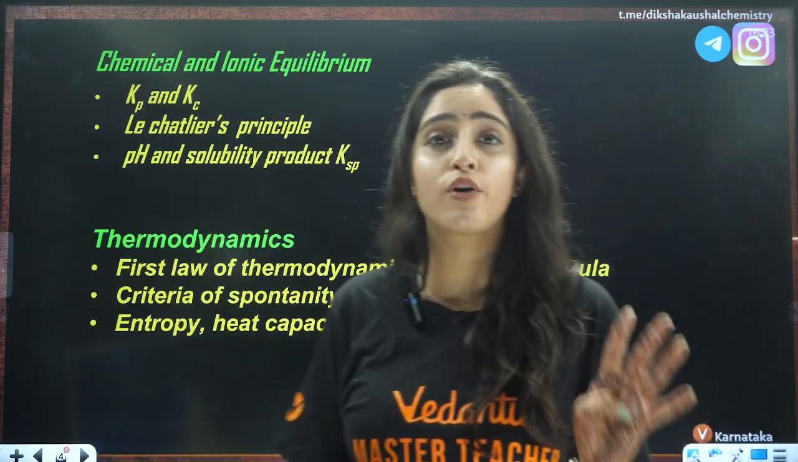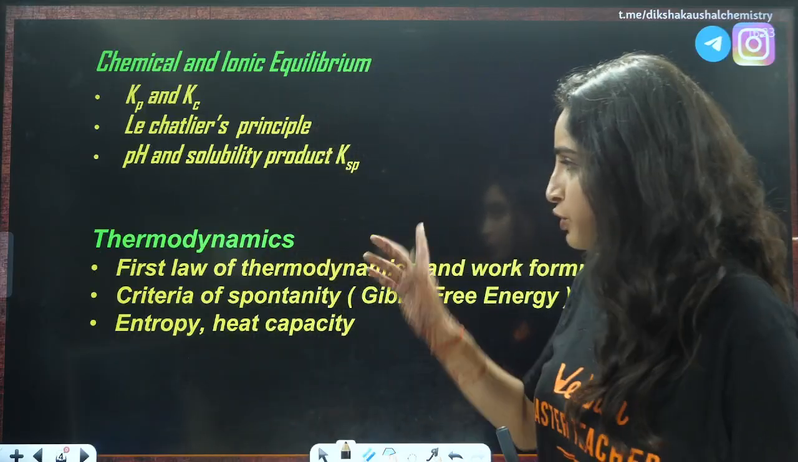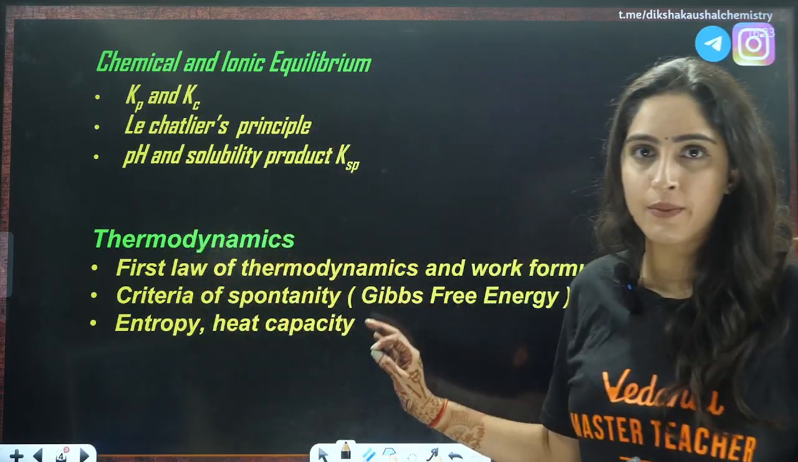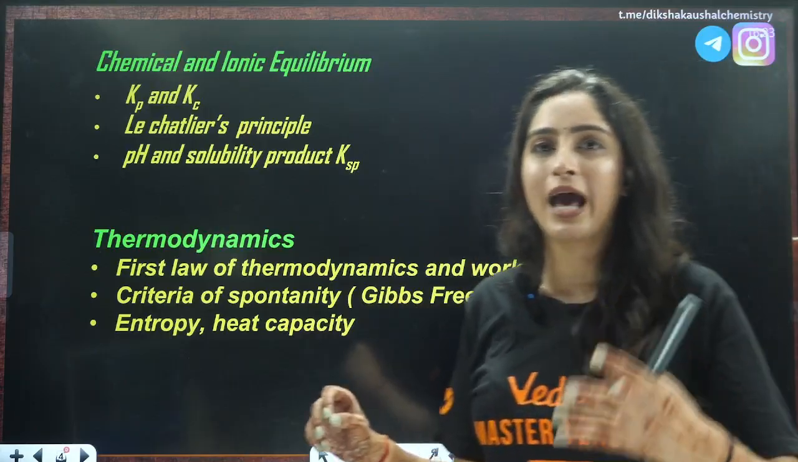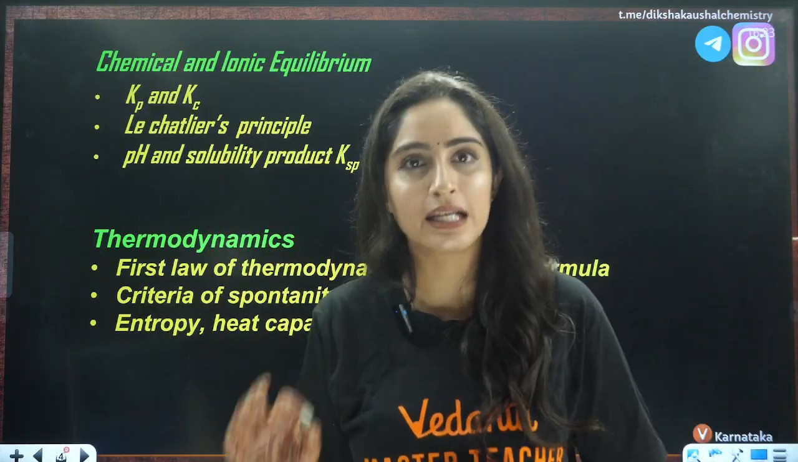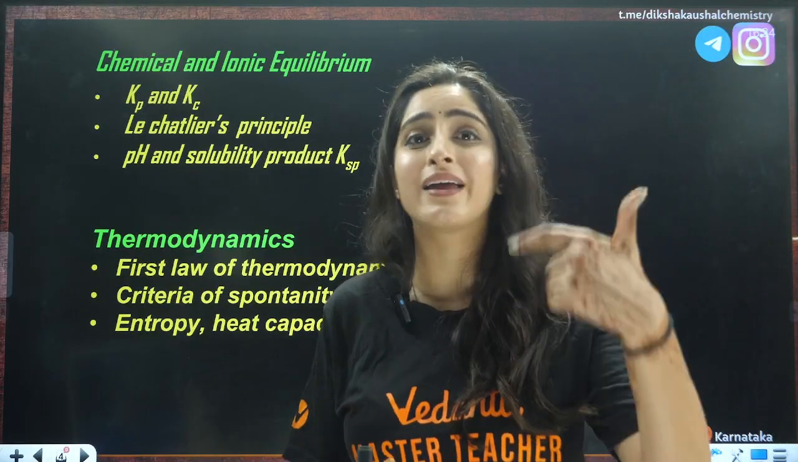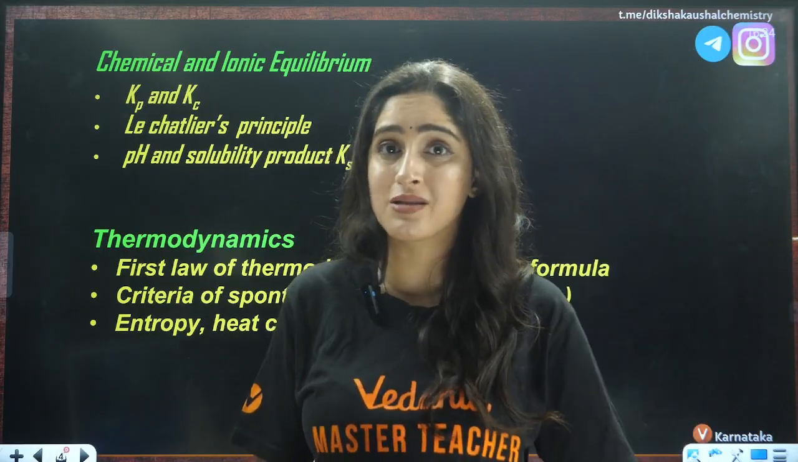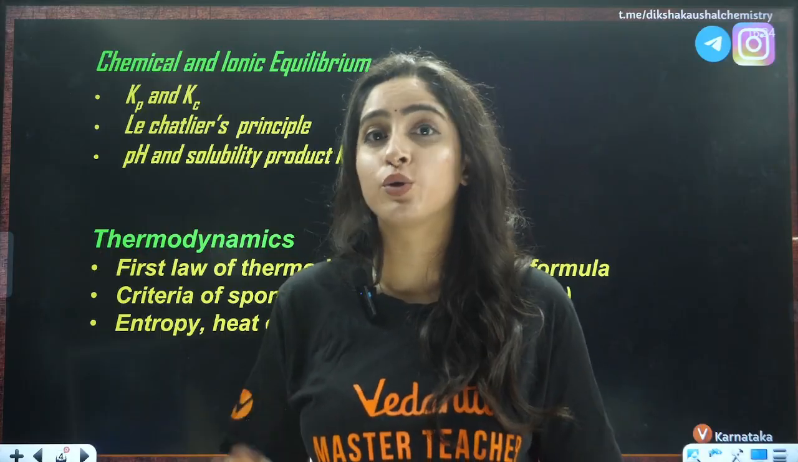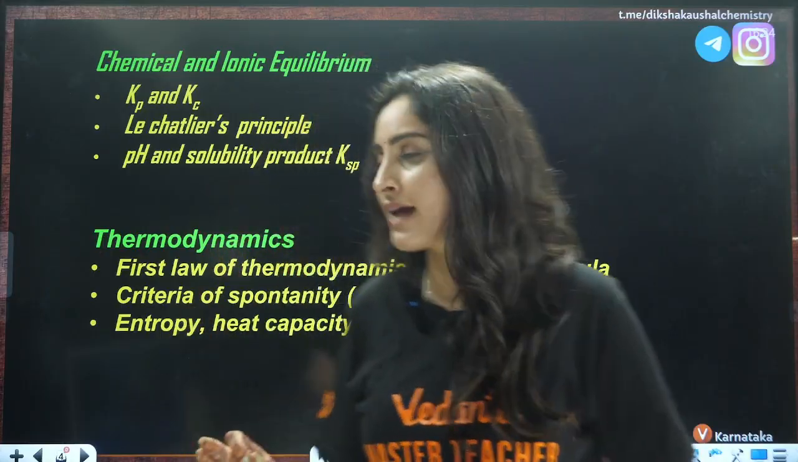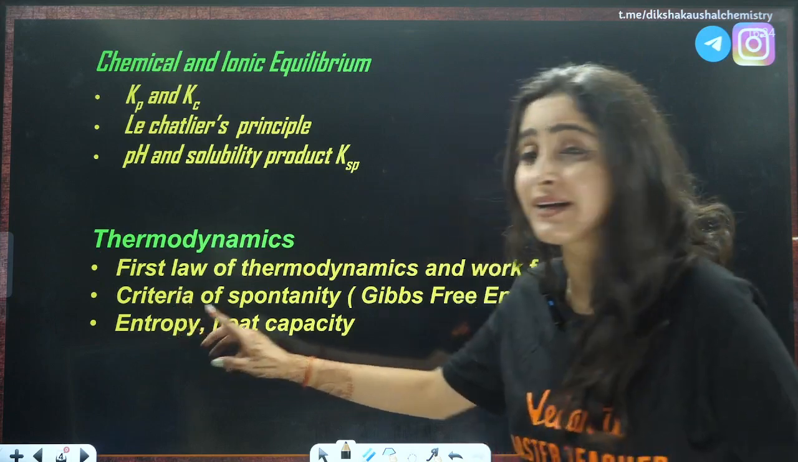That is the fourth chapter of physical chemistry. From thermodynamics, what you need to do: first law of thermodynamics and work calculation. First law of thermodynamics, direct formula and the sign conventions. And for work formulas, you need to know that for isobaric, isochoric, adiabatic processes, for all the processes you need to know the work formulas, right? How to calculate work.